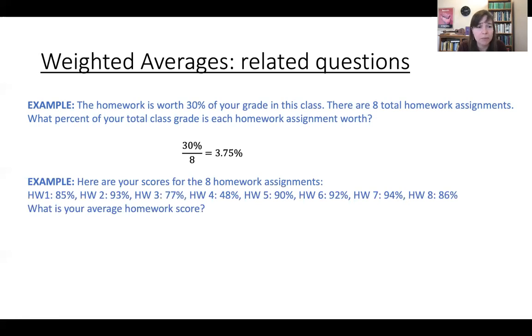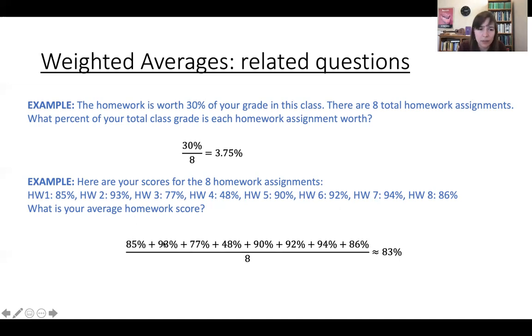All right, another example. Suppose here are your 8 scores for the homework: 85%, 93%, 77%, 48%, 90%, 92%, 94%, 86%. So you know your grades on all of the homeworks. What is the average homework score? Well, to calculate averages, you just add up all of the scores and divide by the number of homeworks. So here, add up all the scores, divide by the total number of homeworks, and that tells you that your average grade is an 83% on the homeworks.